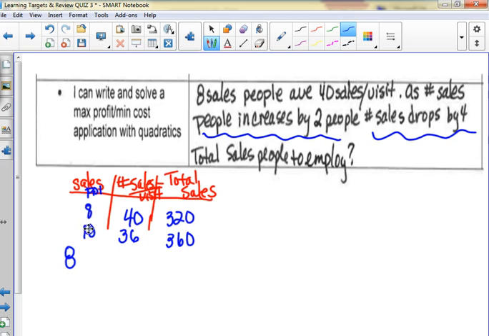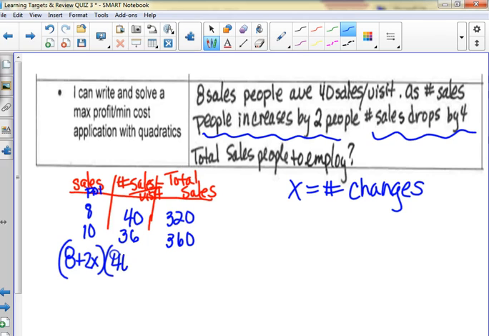This started at 8 and it's going up by what? So plus 2x, where x is number of changes, we'll just call it, that we make. What's this doing? So what do you want me to write? 40 minus 4x. Okay, what might be an appropriate window?